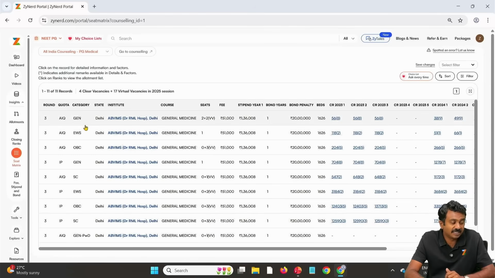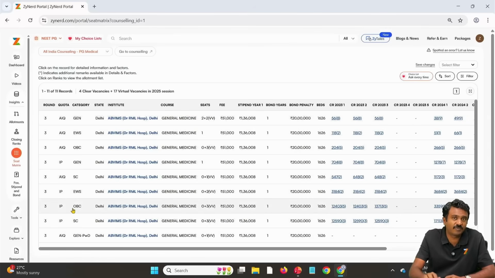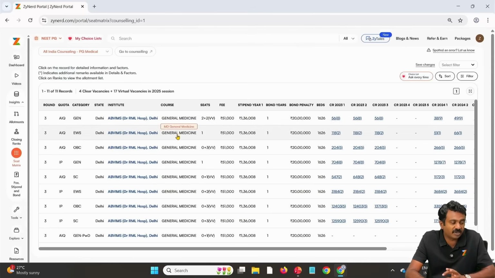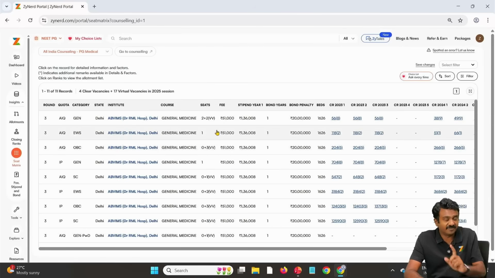All these records are available individually in Zyner. But when you go to MCC choice filling, you will see ABVIMS general medicine as one choice, a single choice. Very clear? So here the number of records, 11 records, won't necessarily match. You will see them as one choice under AIQ. If there is a DU IP seat and you are eligible for IP, you will see an IP choice over here. So for those candidates, it will be 2 choices. For other candidates, all India quota only candidates, you will see only one choice. Even if you are eligible for EWS and Gen category seats, you will see only one choice. So that is a difference, but that does not matter.